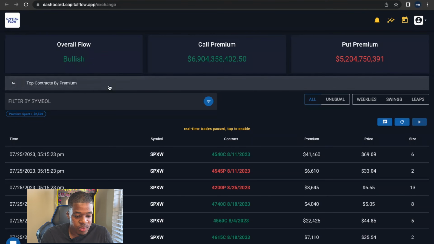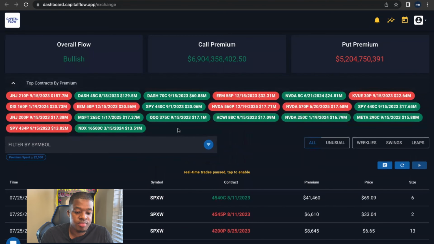So below that, we have top contracts by premium. So these are the option contracts that have had the most amounts of money go into them for that trading day. Now, on most days, you're going to see a lot of the same names up here. SPY, SPX are usually going to be up here. QQQ will usually be up here. Apple, Tesla, those are names that most days you're going to see right here on the top contracts by premium. And that's just because there's so much money going into those stocks every single day.